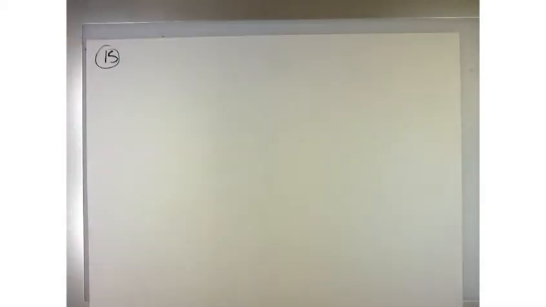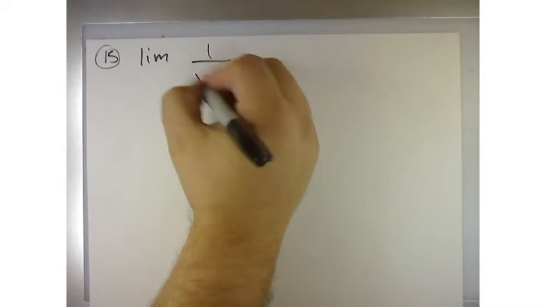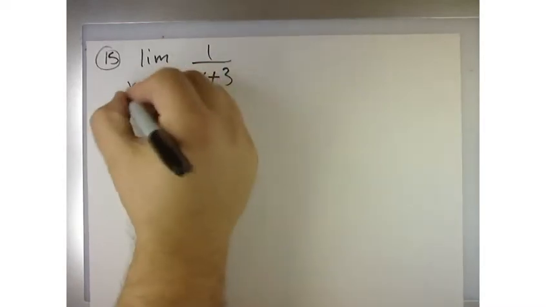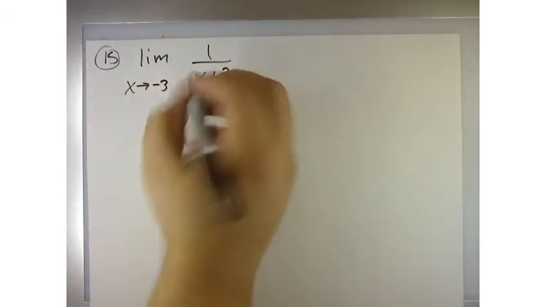That's where it gets kind of confusing, right? That's okay. If we do number 15, we're going to take the limit of 1 over x plus 3 as x approaches negative 3, and then we're going to look at it from negative infinity.